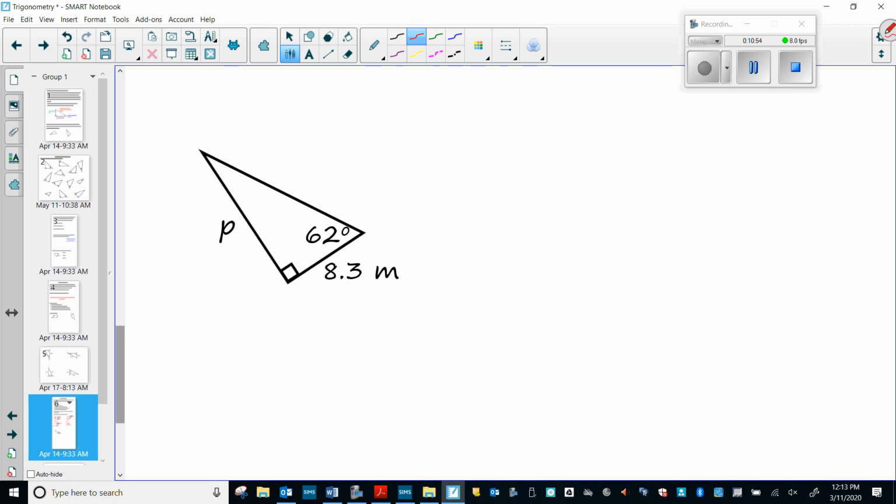So again, H, O, A. Which of these is useless to us? H. So we're crossing that out. Is this SOH, CAH, or TOA? TOA. Again, up in the air. So what are we trying to find? O. So we're covering up the O. Nice. So O equals tan times A.